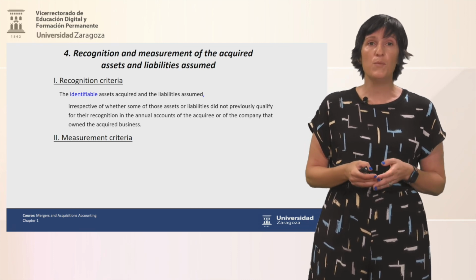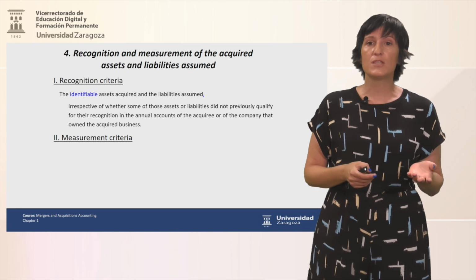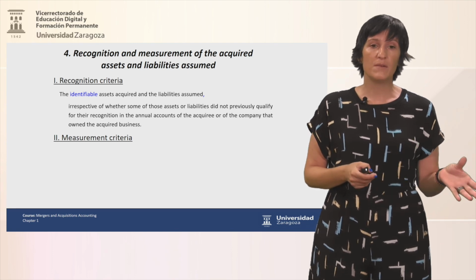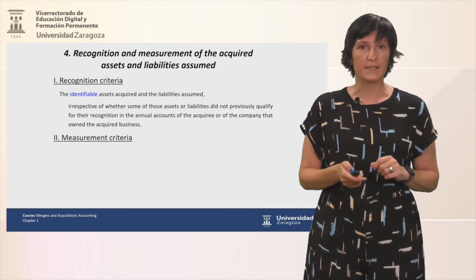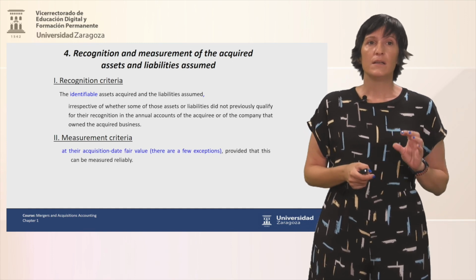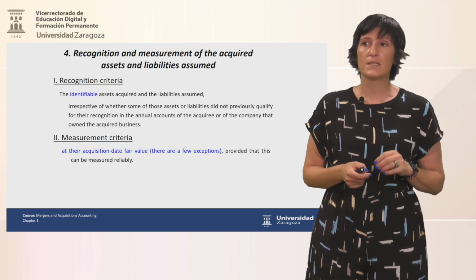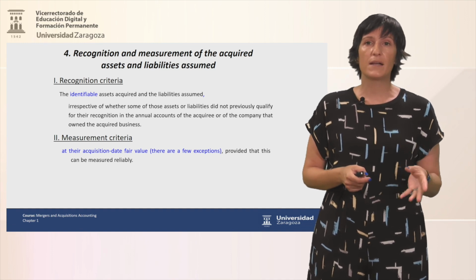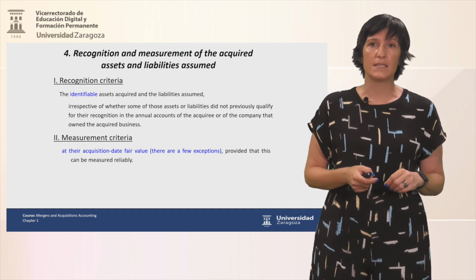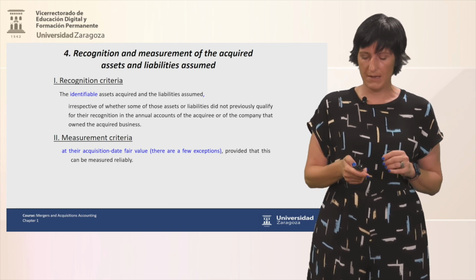And the next step, once we have identified all these assets and liabilities, is to value them. So we have a piece of land, and we need the value of this piece of land. And except in a few cases, our valuation process is going to be always the fair value. How much the market will pay for these assets. How much we have to pay to settle a liability.